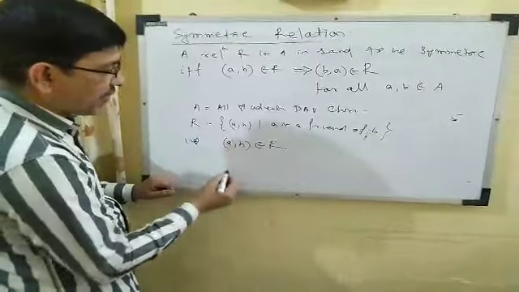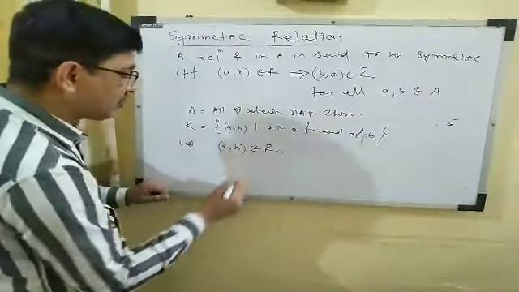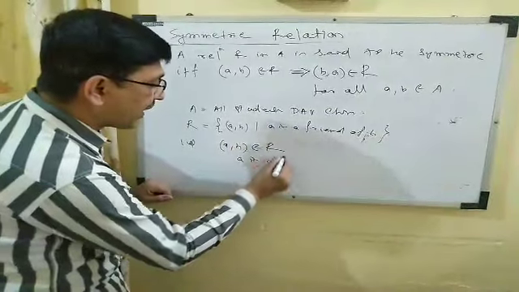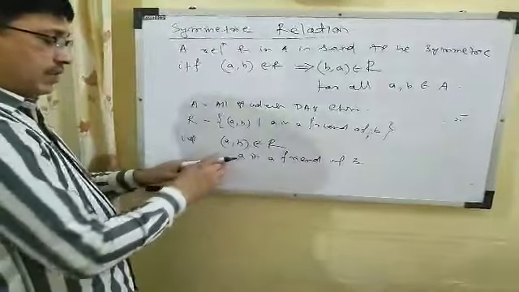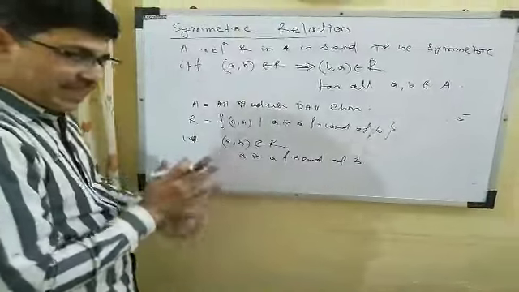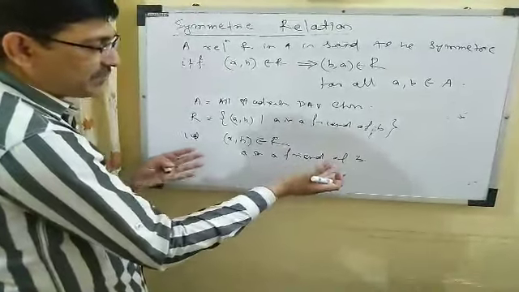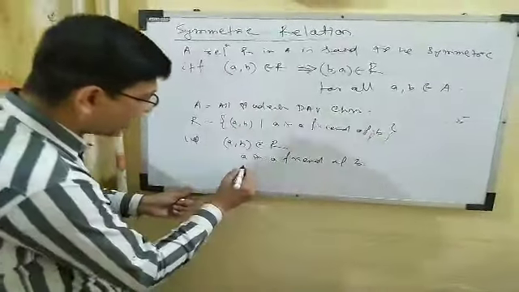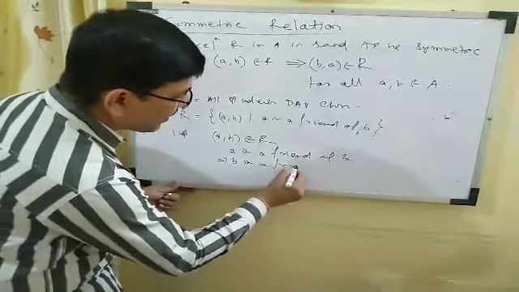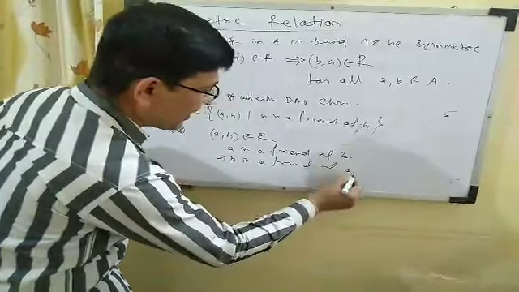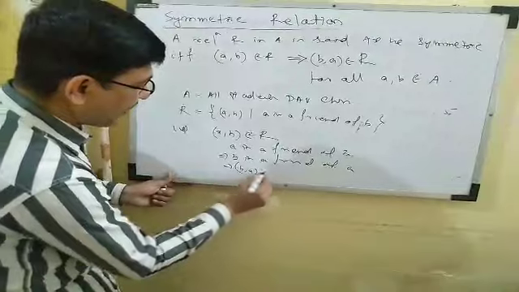AB is an element of R if A is a friend of B. If A is a friend of B, then A is related to B. Since A is a friend of B, can we say B is a friend of A? Naturally, if A is a friend of B, both of them are friends, so B will definitely be a friend of A. Which implies that B must be a friend of A. And since B is a friend of A, we can say BA belongs to R.